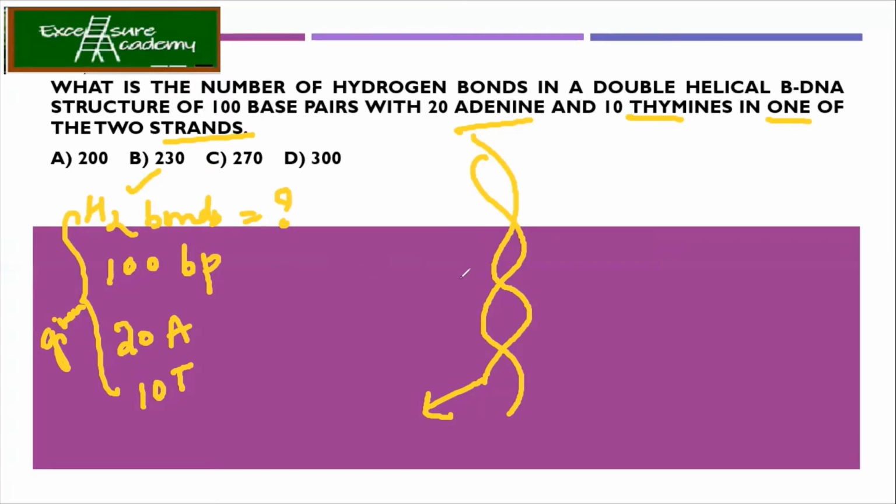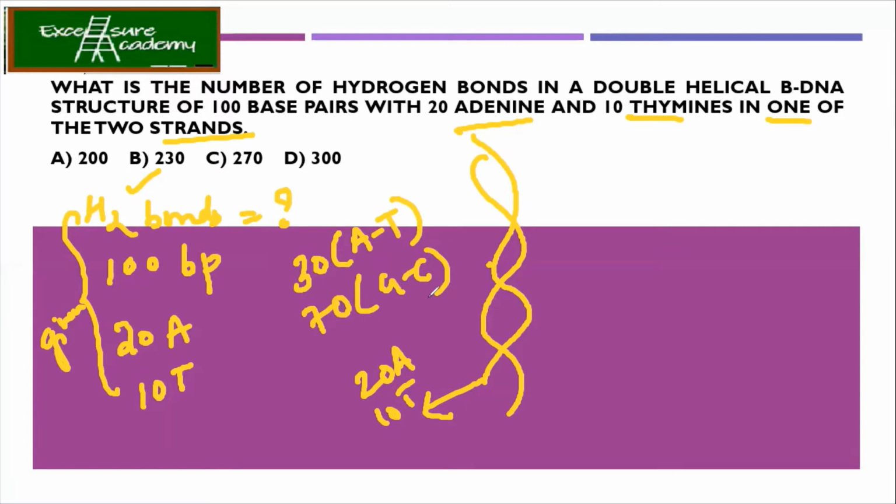It is given that in one of the strands 20 adenine and 10 thymine is there. So what does it mean? In one of the strands, it is having total 30 AT, correct? And remaining 70 GC. Now can you calculate the total number of hydrogen bonds? So what will be the number then?